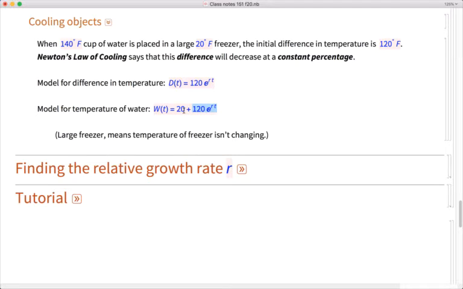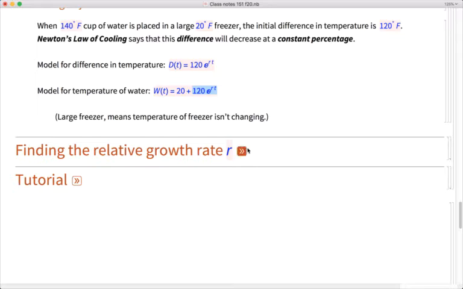So why is that? Well, we say the freezer is large, so we're going to claim that the freezer isn't changing temperature at all. The difference between the freezer and the cup is due entirely to the change of the water in the cup. So the freezer temperature plus the difference is going to give us the temperature of the water in the cup. In all of these problems, we're begging the question, so to speak, of how do we find this R? Well, there are three typical ways.